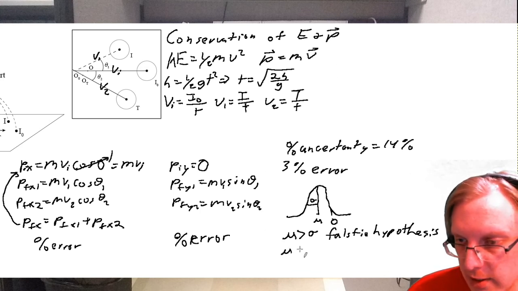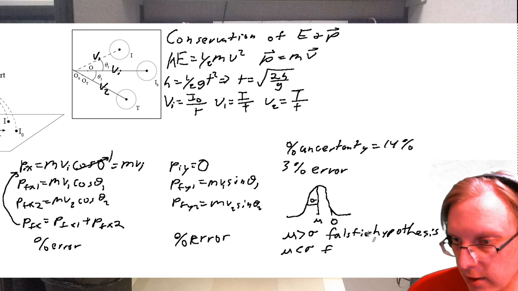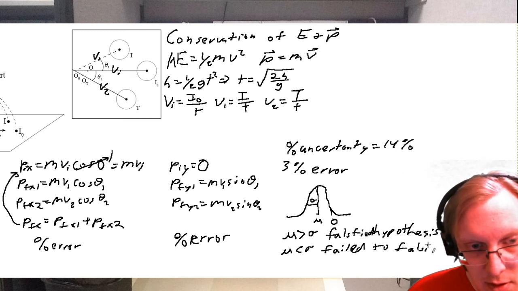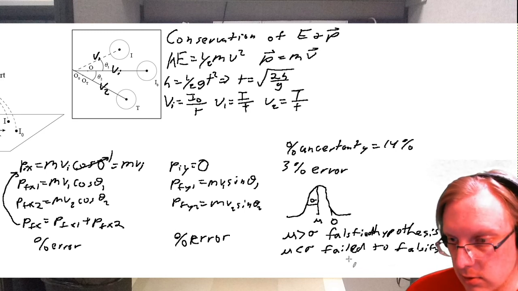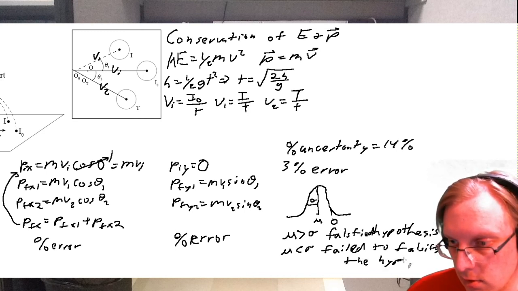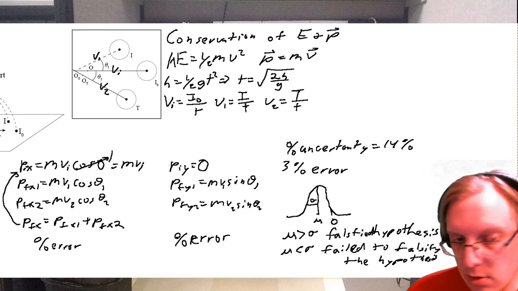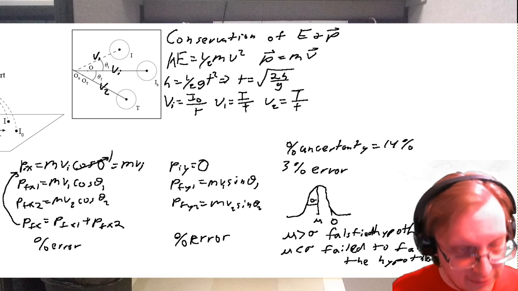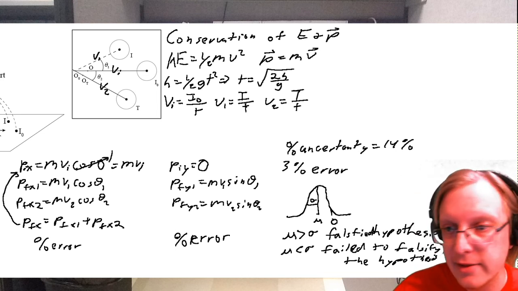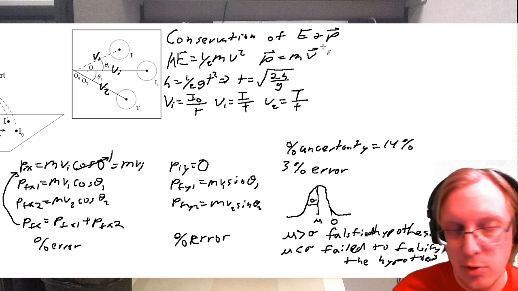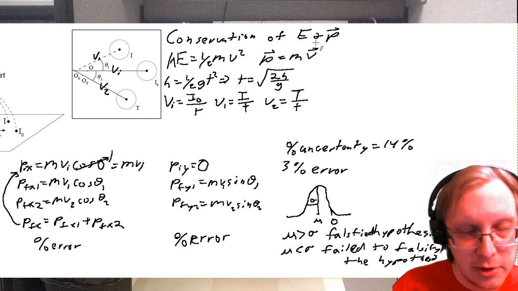If mu is less than sigma, that means that your error is closer to 0 than your measurement is wide, which means you have failed to falsify the hypothesis. And failure to falsify the hypothesis is not necessarily a bad thing, as the conservation of energy and momentum is expected for this collision of marbles which do not particularly deform.